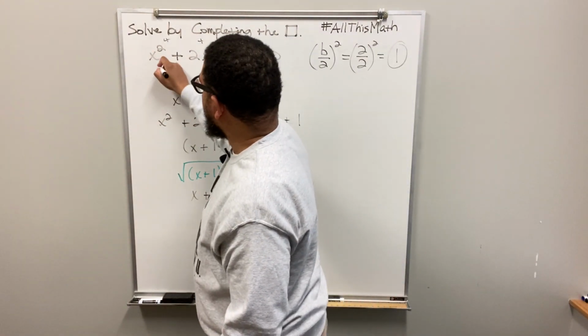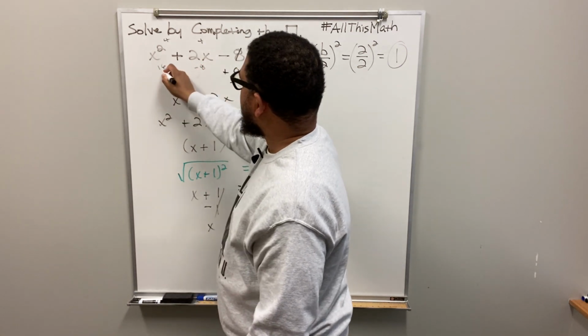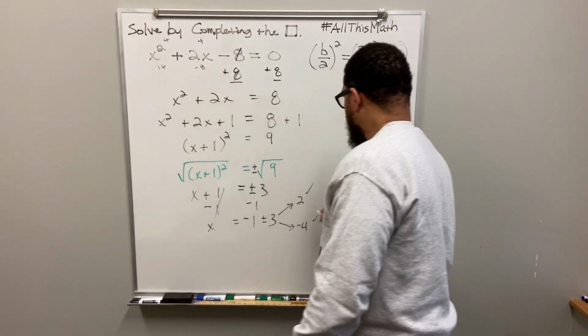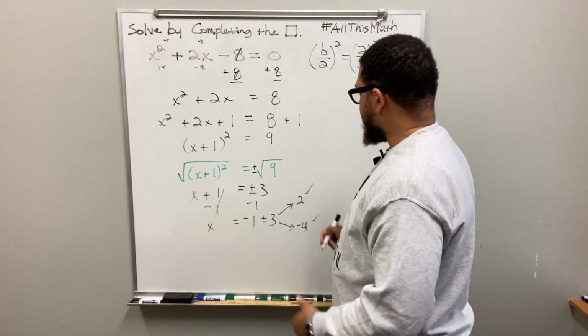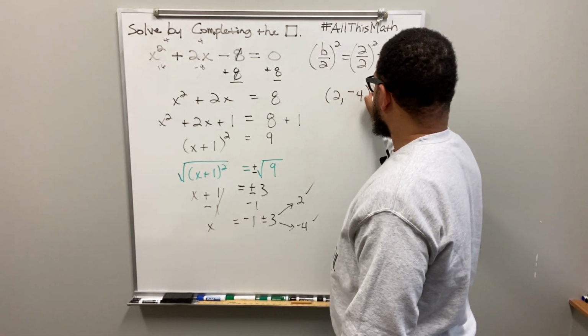Negative 4 squared is 16. 2 times negative 4 is negative 8. 16 minus 8 is 8. 8 minus 8 is 0. And we just proved that negative 4 is the answer. So these are our two solutions. Write them up like this.